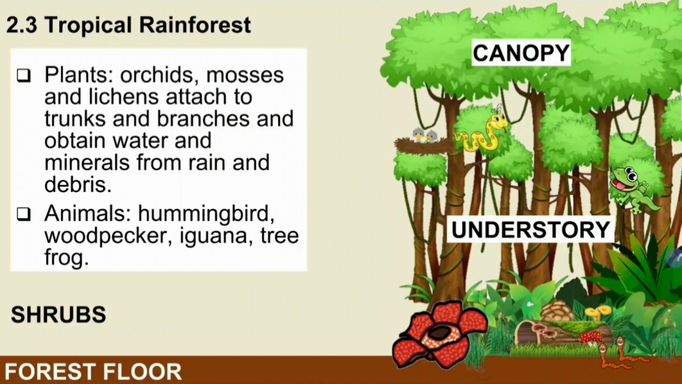Plants that we can find in this layer include orchids, mosses, and lichens, which attach to the trunk and branches and obtain water and minerals from the rain and debris. So dense leaves tadi akan trap rain and debris. So that's why even bryophytes iaitu lumut and lichen can grow in this area. Kalau daun-daun mati tu jatuh pun akan create a very suitable environment untuk organism-organism macam orchid, mosses dan juga lichen. Next for animals includes hummingbirds, woodpecker, iguana and tree frog.